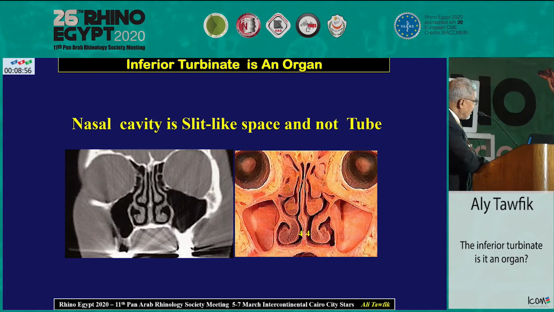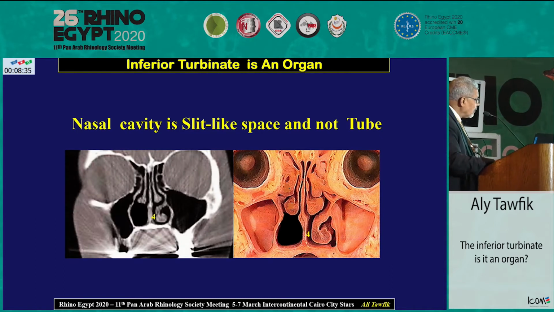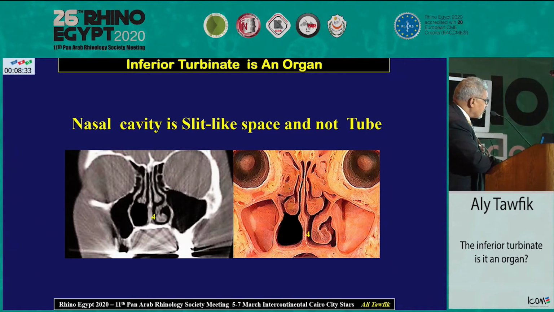And the nasal cavity is a slit. It is not a tube, which is very important to remember when you do any surgery inside the nasal cavity. Remember that the cavity between the nasal septum and the lateral nasal wall is a slit and not a tube like this. Almost all of the surgery finishes with this tube, which is very difficult for the nose and for the patient.